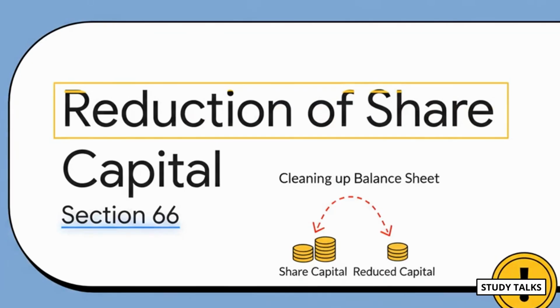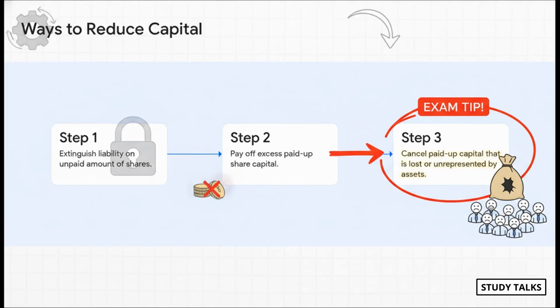Okay, so far we've just been rearranging the furniture. Now we get to the absolute heart of internal reconstruction. This is the main event, the step that actually creates the fund we need to clean up that messy balance sheet. We're talking about the reduction of share capital under Section 66. Now, Section 66 gives us 3 ways to do this. We can extinguish uncalled liability, pretty rare.